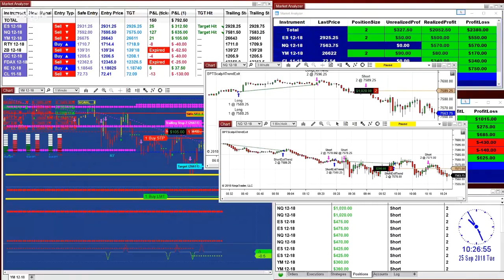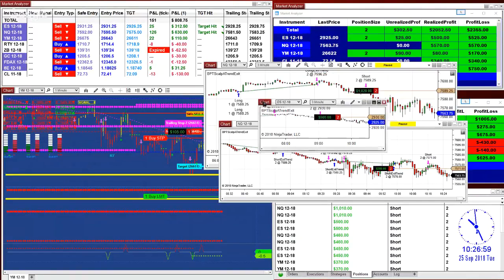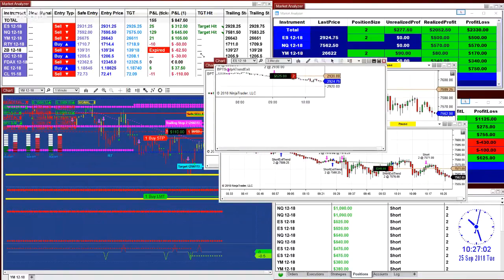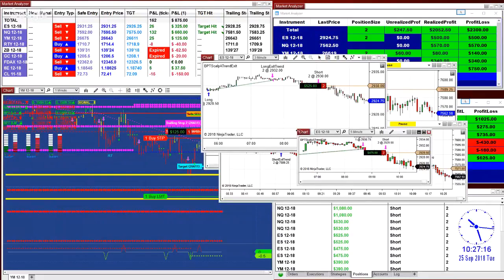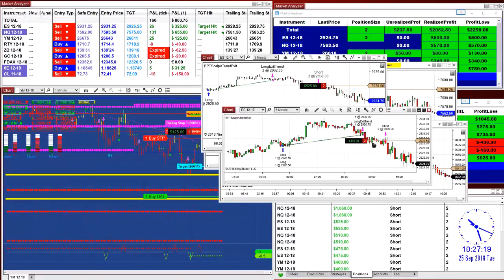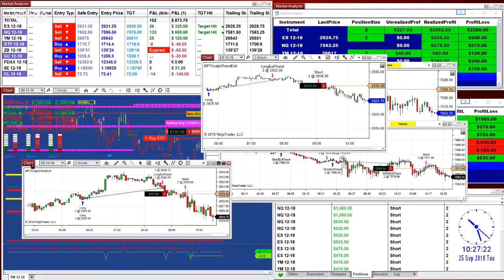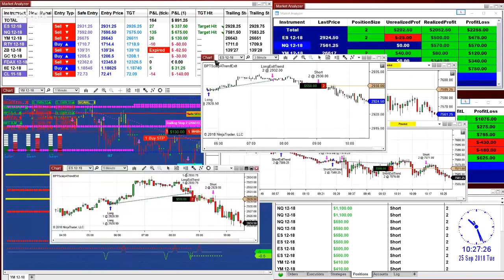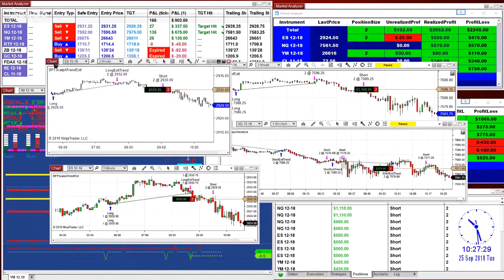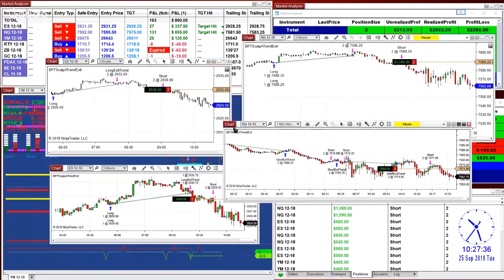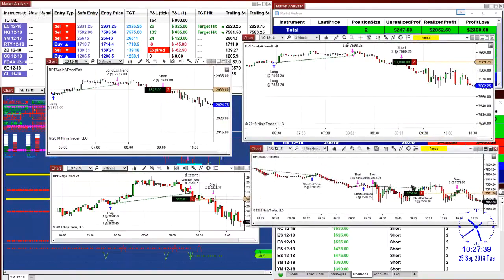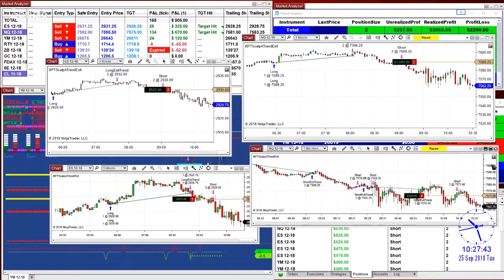On the ES, we have the 3 minutes still in the short, and also the 5 minutes. Still in the short. So on that trade, there is 475. This is a 5 minutes and this is a 3 minutes. It's the same story. And this is the Nasdaq 3 minutes, 1,000 on that trade. And then there is the 1 minute, 350 on that trade.